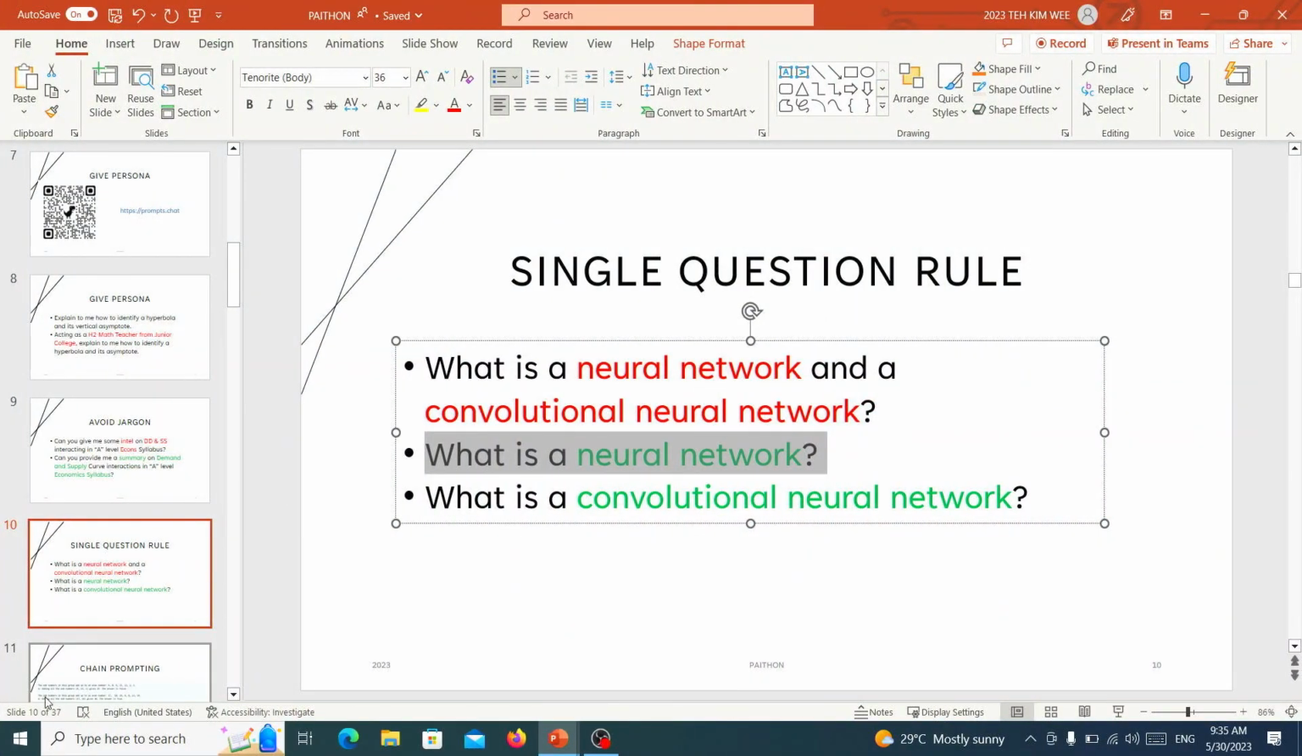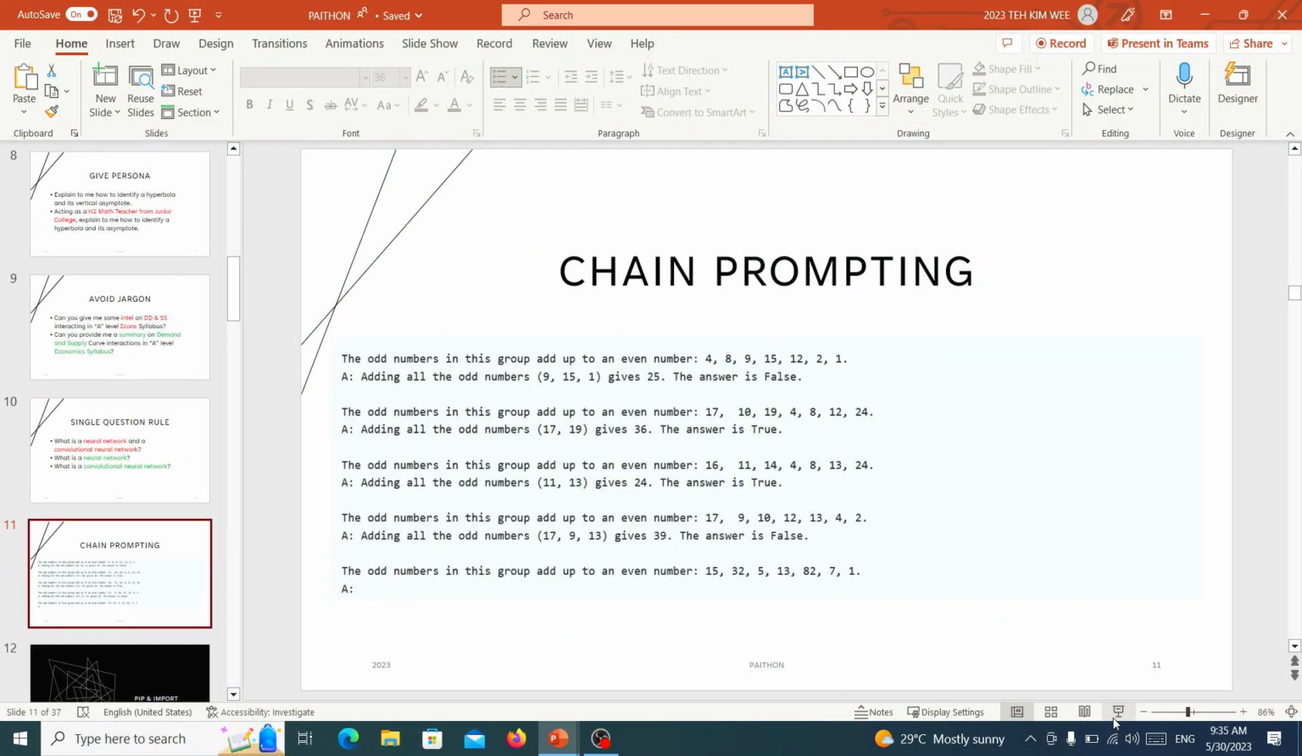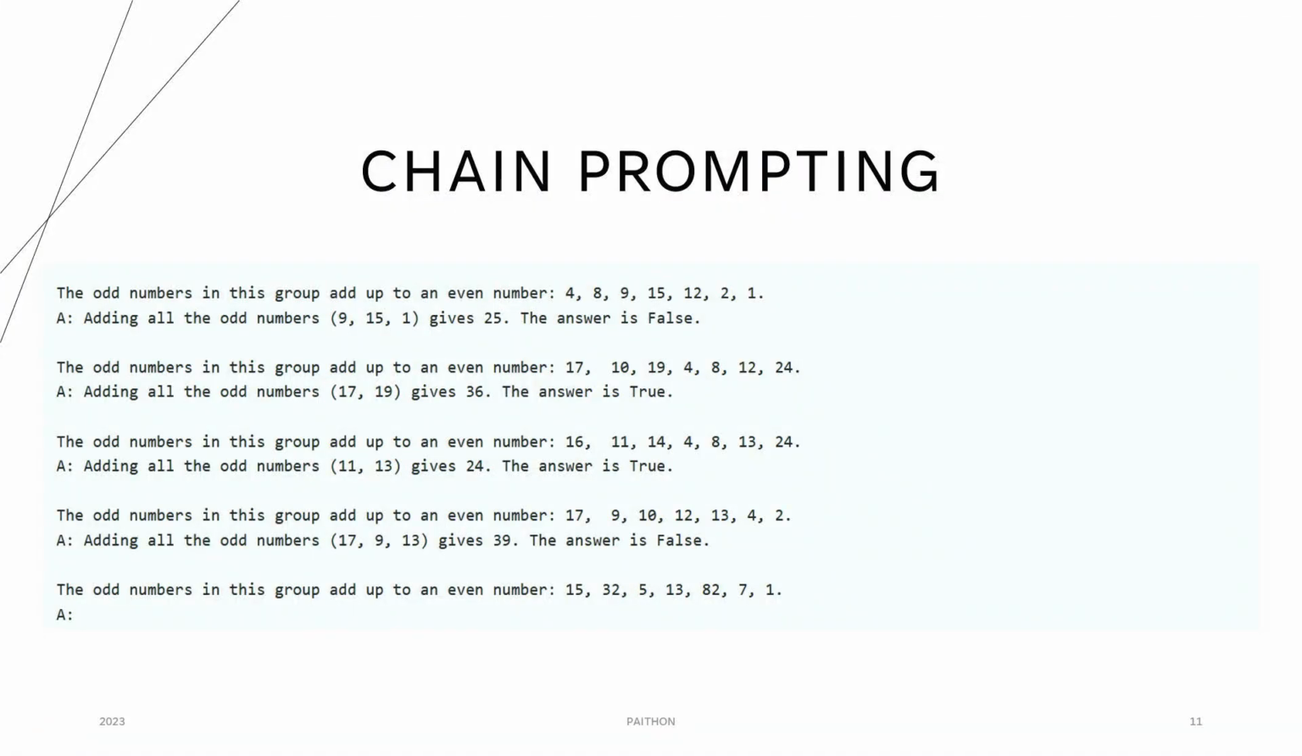Okay, now let's move on to the last one, which I will not be showing, because currently it's still a work in progress. There's a new type of prompting called chain of thought prompting, or chain prompting. What chain prompting does is you give ChatGPT, in this format, a question, then you give the answer. A question, then you give the answer. So this may help improve ChatGPT's thinking process, so it will try to think the way you have asked it to think. In this case, it's adding up all the odd numbers. So you give it 3 examples, then you ask it yourself.